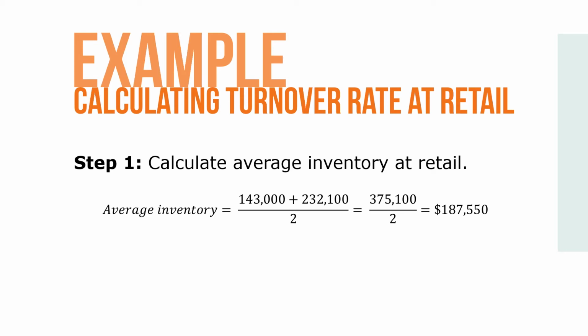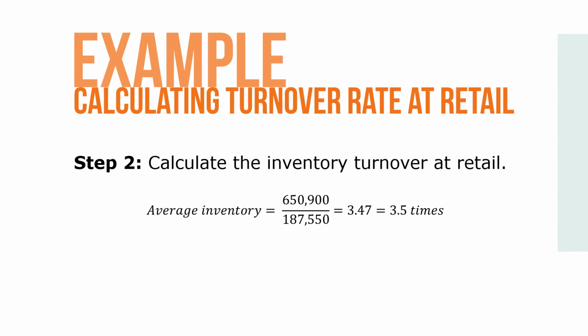Step 1. Calculate the average inventory at retail, which is equal to $143,000 plus $232,100 divided by 2, which equals $375,100 divided by 2, or an average inventory of $187,550. Step 2. Calculate the inventory turnover at retail, which is equal to $650,900 divided by $187,550, which equals 3.47, or 3.5 times average inventory.